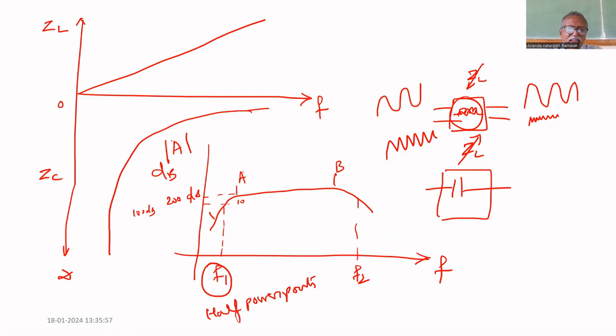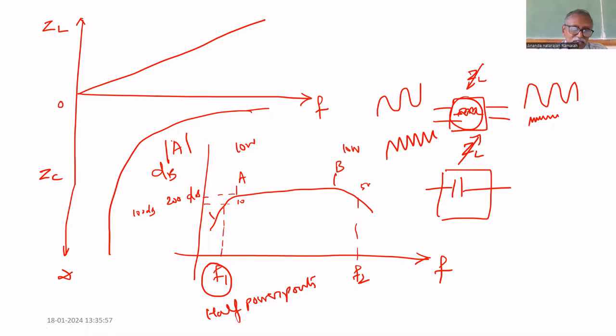Because at A, its power is, say, 10 watts, then at F1, its power will be 5 watts. At B, its power is 10 watts, then at F2, its power will be 5 watts. That's why F1 and F2 are called half power points. Suppose you give 1 watt of power and it gives an output of 10 watts, the amplifier gain is 10. But at F1 and F2, it gives only 50% gain. That's why F1 and F2 are called half power points.